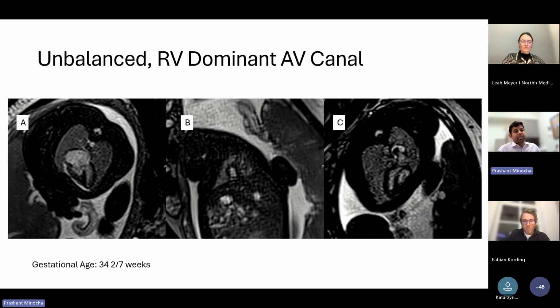So here's another case with an unbalanced RV dominant AV canal. Gestational age 34 weeks, 2 days. Here you could see the RV, LV with an inlet VSD. We're able to calculate the RV and LV volumes using the data we had published in Colorado. And then here you can see the LVOT with that gooseneck deformity that is typical of AV canal.